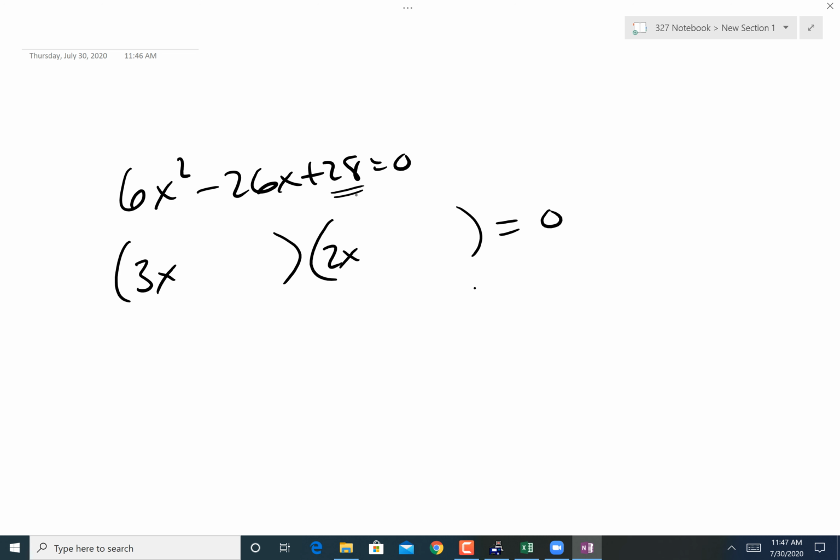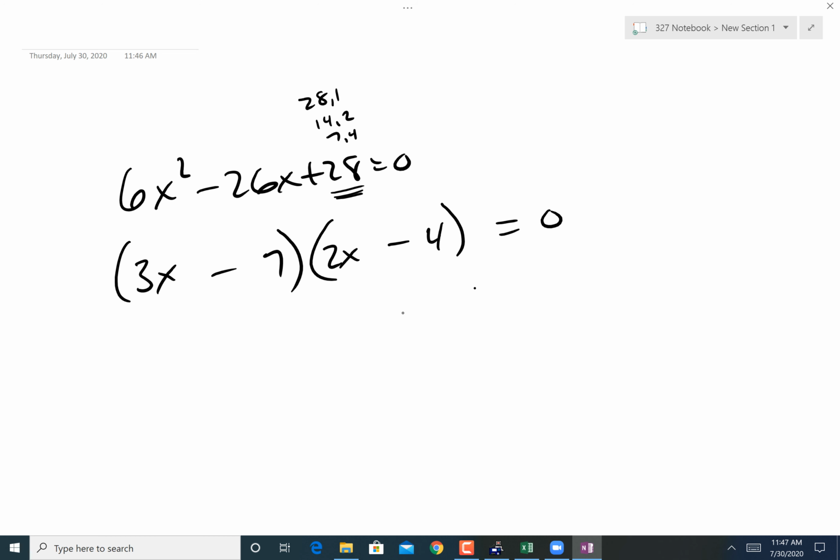I could use 28 and 1. I could use 14 and 2. I could use 7 and 4. Those are the factors of 28. I feel like I'll use 7 and 4. I wonder if this will work. Probably if you did it the right way, it would. Oh, look at that. It works.